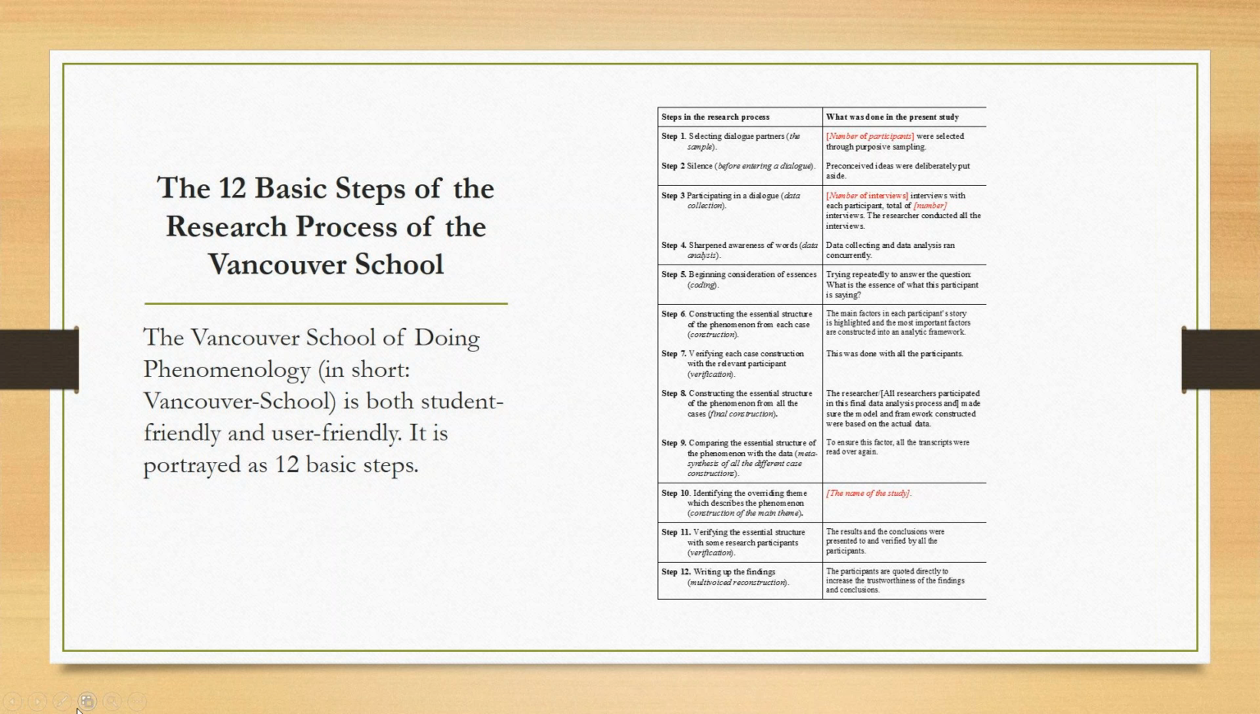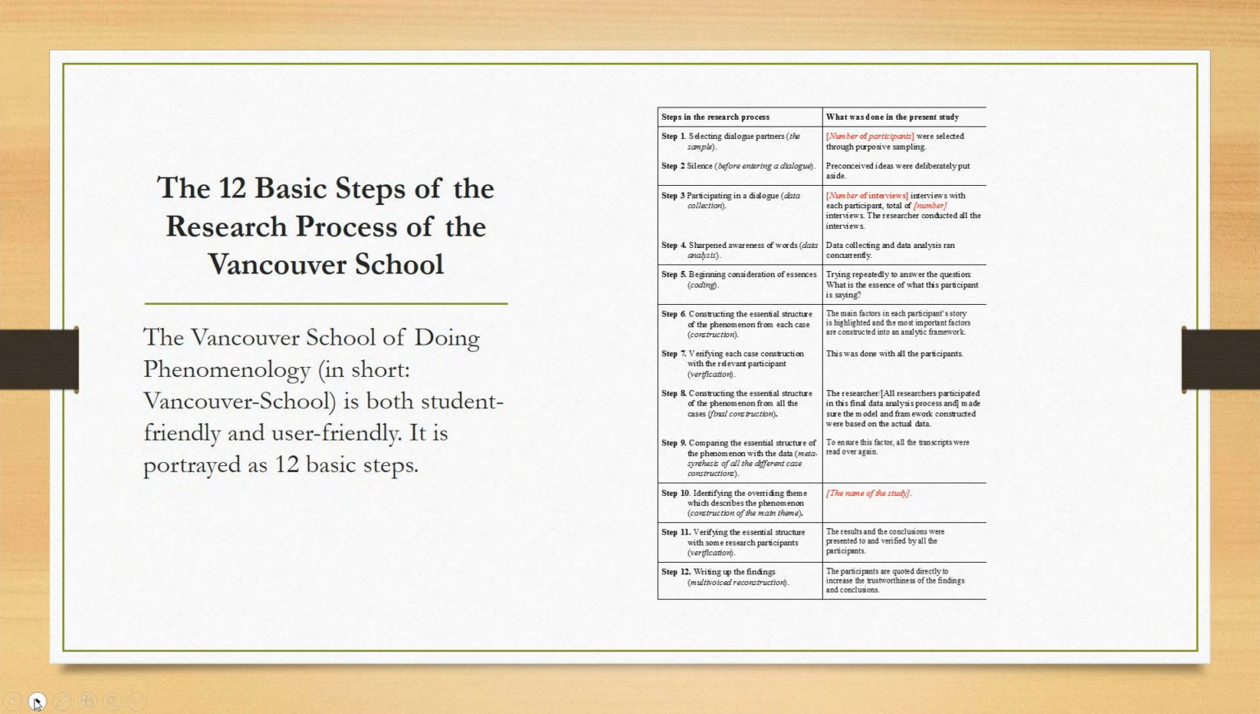So, I wrote this book chapter, and I'm very thankful to Joan, because this is the only version of the Vancouver School that has been published in English. But anyway, these are the 12 basic steps, and because when you're a student, you're doing phenomenology for the first time, it's very good to have just one step after another.